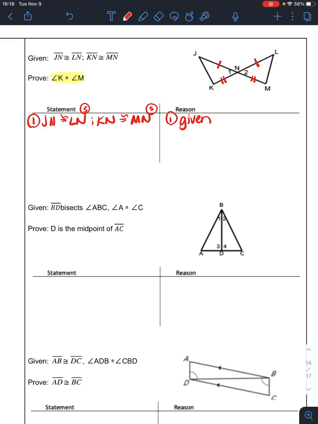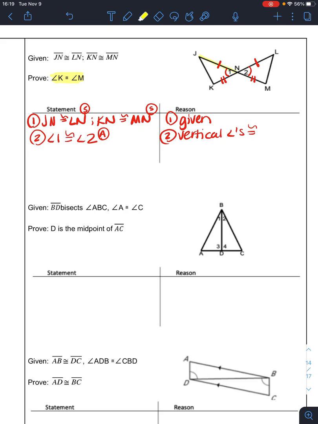There is no way for me to know anything about JK and LM other than it looks like it, which is never viable. But I can see that angle 1 is congruent to angle 2. Why can I say that? Because vertical angles are congruent. So I know that angle 1 is congruent to angle 2. So now I have 3 pieces of information.